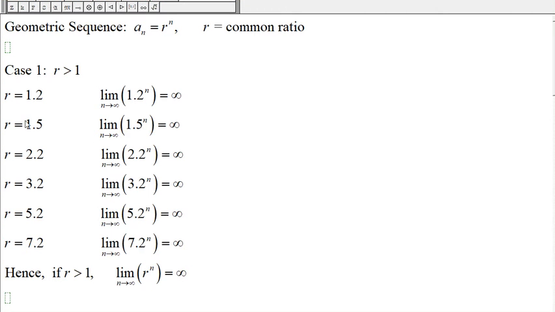And so if r, the common ratio, is greater than 1, then the limit of the sequence will go to infinity. So anytime we have a geometric sequence and r, the common ratio, is greater than 1, then as n gets larger and larger and larger, r to the n will go to infinity.